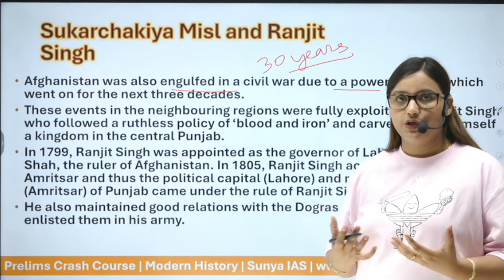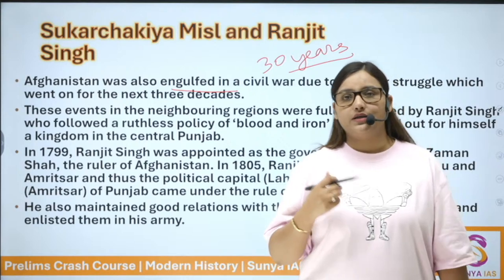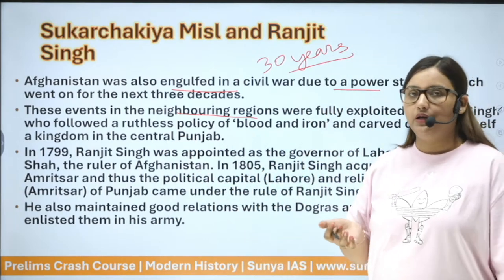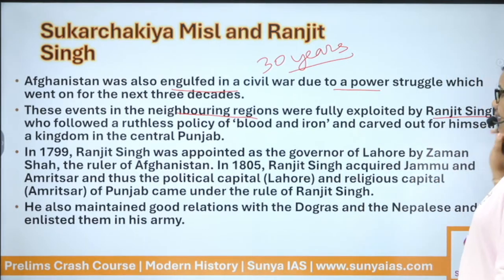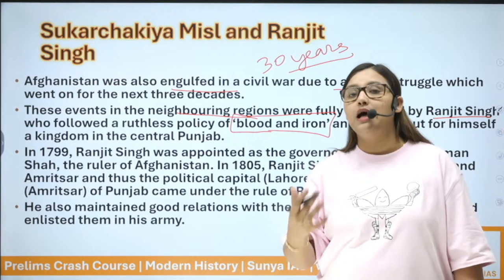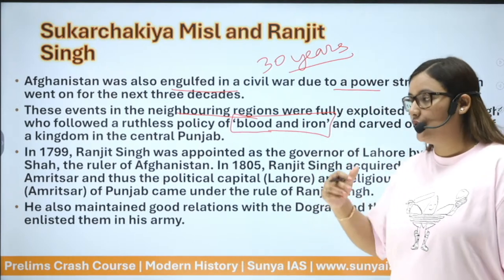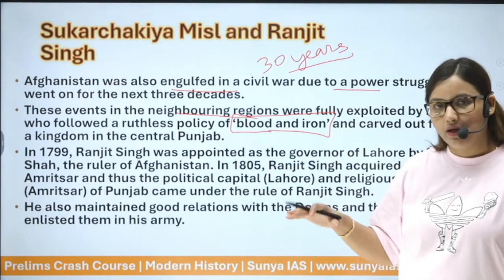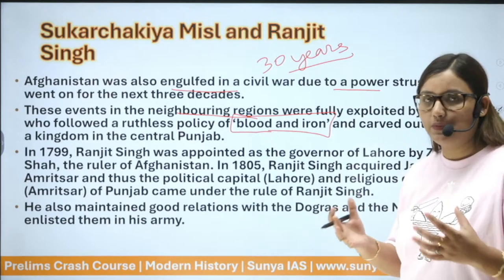Ranjit Singh took this opportunity to expand his rule, and he knew that there was no other important power to stop him. So these events in the neighboring regions, these disturbed neighboring regions, were fully exploited by Ranjit Singh, because he used to follow a very ruthless policy of blood and iron. If you remember the doctrine of lapse which was given by Dalhousie, that doctrine of lapse was the idea which was followed by Ranjit Singh also, that if there is an area in which there is no successor, then that area could be taken over by the government, the Sikh Empire. So he was very ruthless and he used to follow this blood and iron policy.